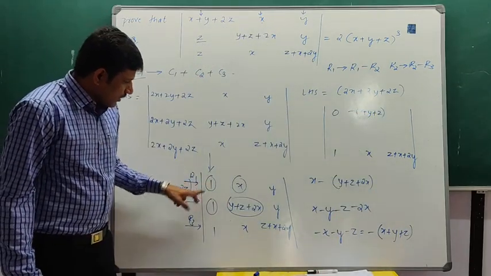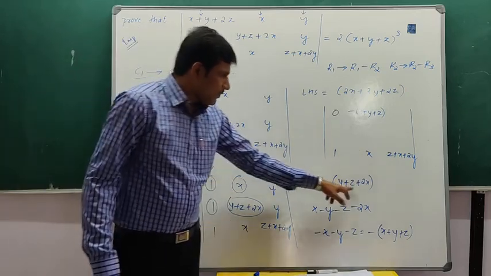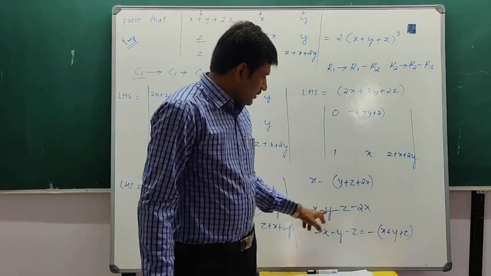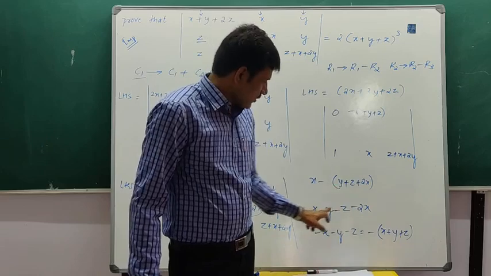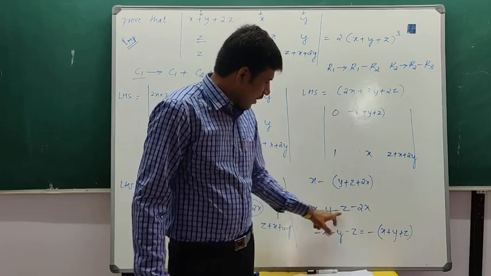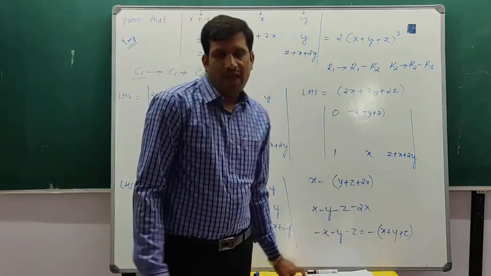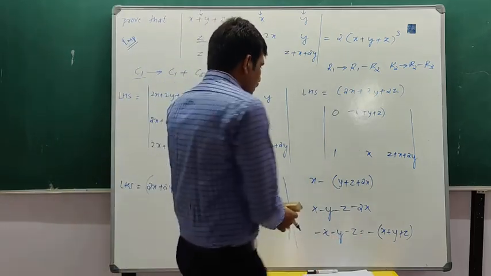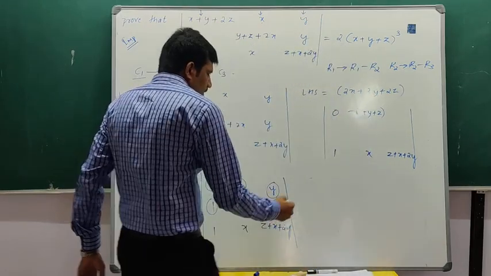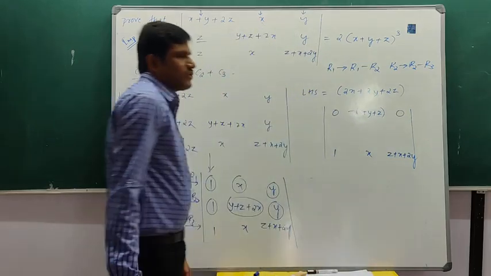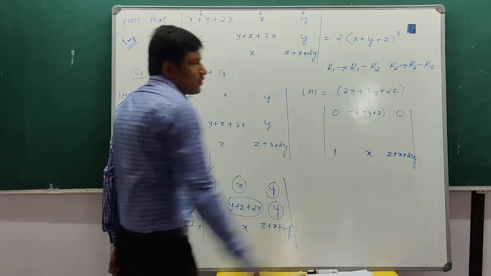Now that is R1 minus R2, and 1 minus 1 is 0. What is the second element here? It is x minus of y plus z plus 2x. So minus into plus is minus y, minus z, minus 2x. x minus 2x is minus x, minus y, minus z. If you take minus common, that becomes minus of x plus y plus z. Right? Now the third element in the first row is y, and here also y. What is y minus y? y minus y is 0. Right? Similarly, next we have to do R2 changes to R2 minus R3.